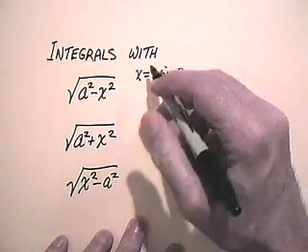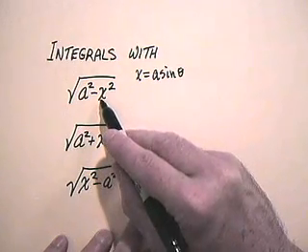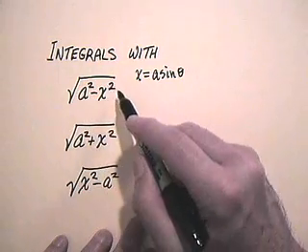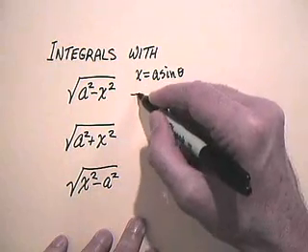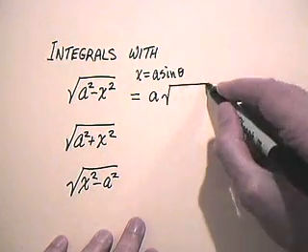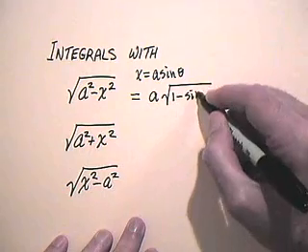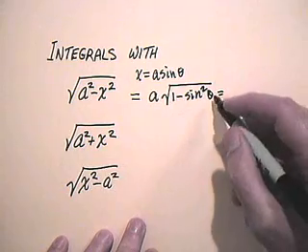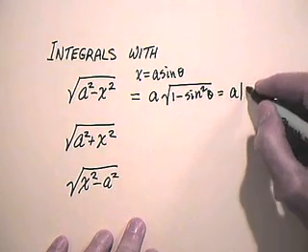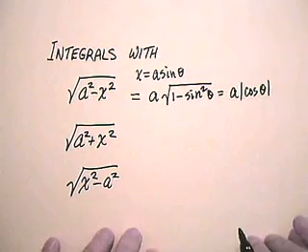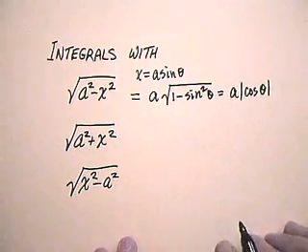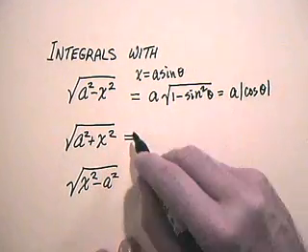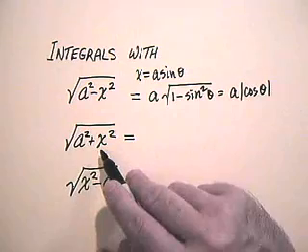then this becomes a square times sine square theta, and so we can factor the a square completely out, and the radical will simply become a times the square root of 1 minus sine square theta. Notice 1 minus sine square is cosine square, so we get a times the absolute value of cosine theta. Quite a bit simpler. Down here, I can use the identity that 1 plus tangent squared is secant square.